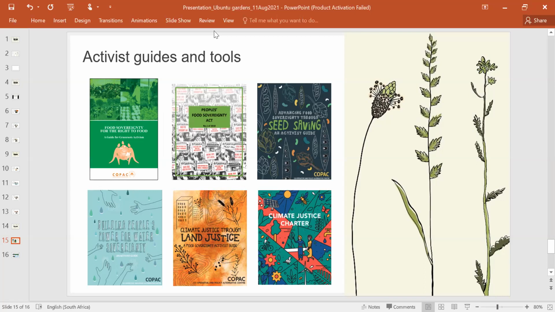We have a seed saving guide on how you can save seeds and set up a household or community seed bank. We have a water sovereignty guide, looking at water and how we can work together as communities to ensure that we have sufficient water, particularly to grow our food. And then a land justice guide, looking at the important aspect of land and how we can promote climate justice through land justice. And then the Climate Justice Charter, which is a charter of rights, which we have put together as a compass to guide us as we try and promote climate justice in South Africa. So those are some of the tools.